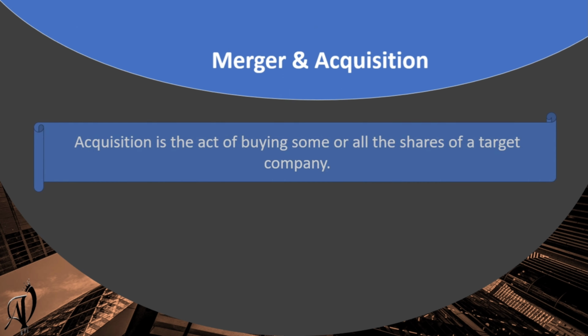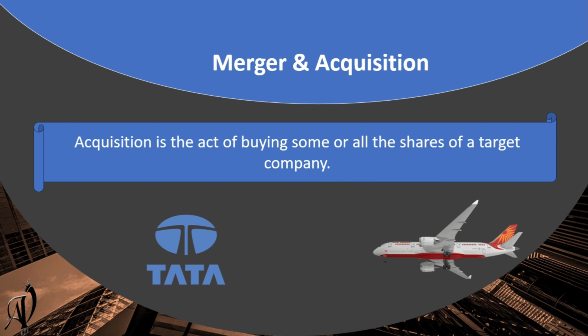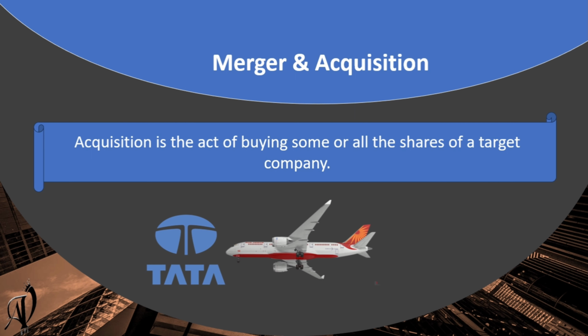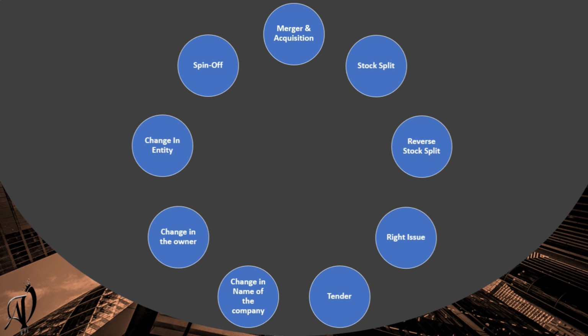Now we'll go through acquisition. What is acquisition? Acquisition is the act of buying some or all the shares of a target company. The best example for acquisition is when the Tata Group acquired Air India on January 27, 2022 by winning the bid of rupees 18,000 crore. Next we'll understand what is stock split and how it works.